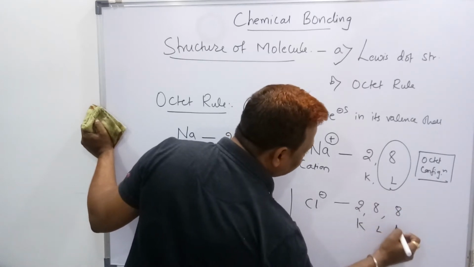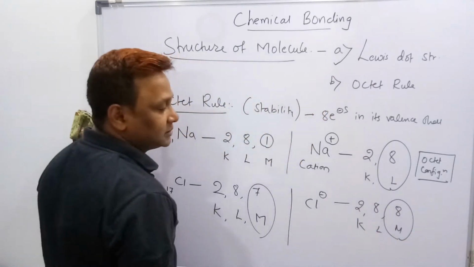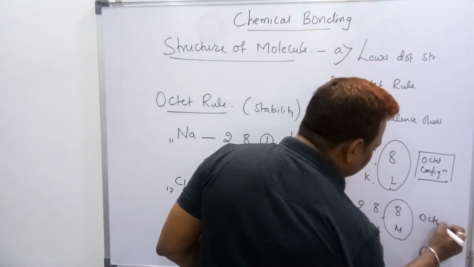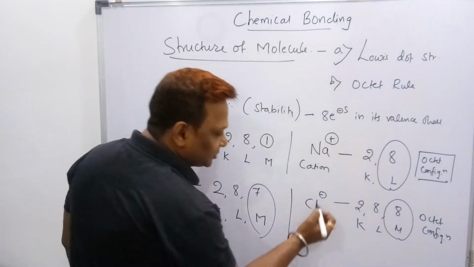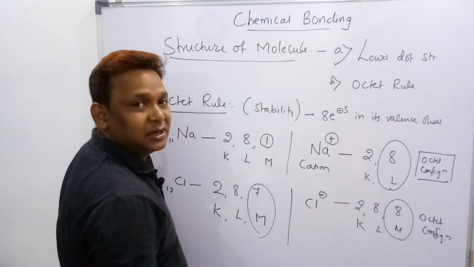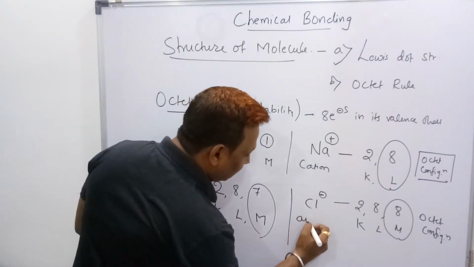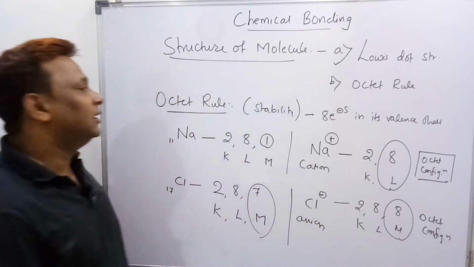That is K, L and M. Check it here in the valence shell, 8 electrons are there. So it will attain its octet configuration by gaining 1 electron, and when an atom gains 1 electron it will get one negative charge. Atoms having a negative charge are called as what? Anion. So it is the octet rule.